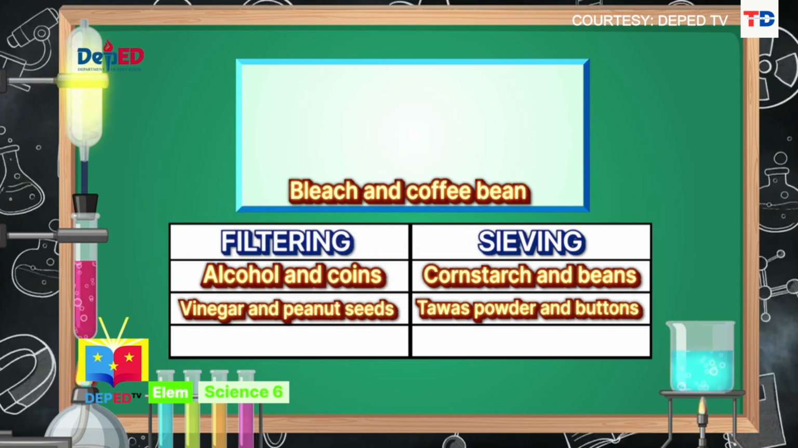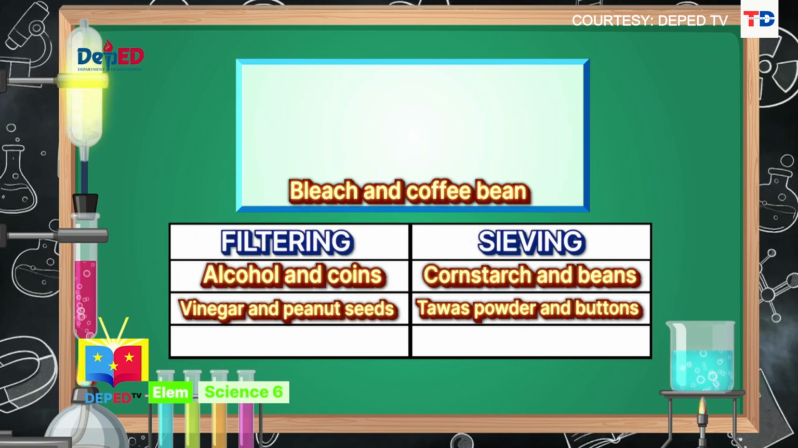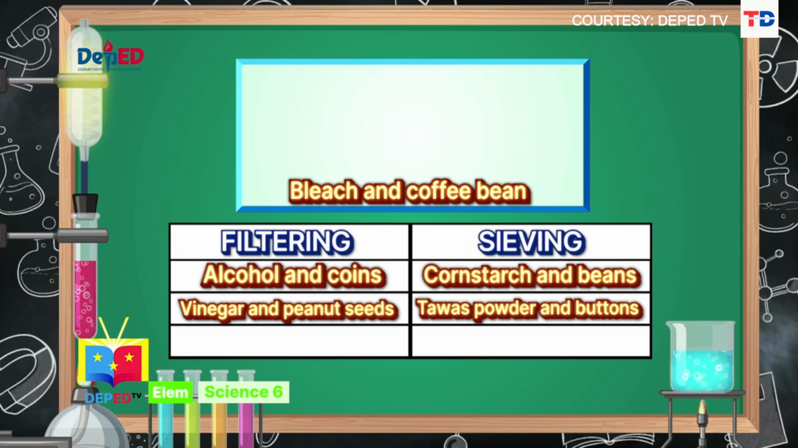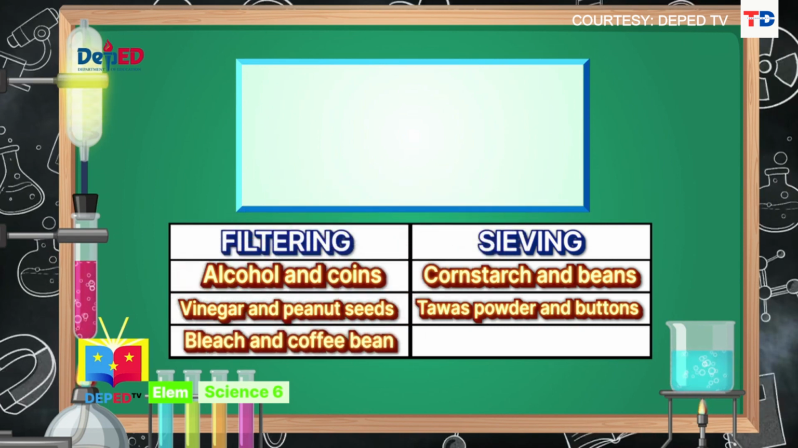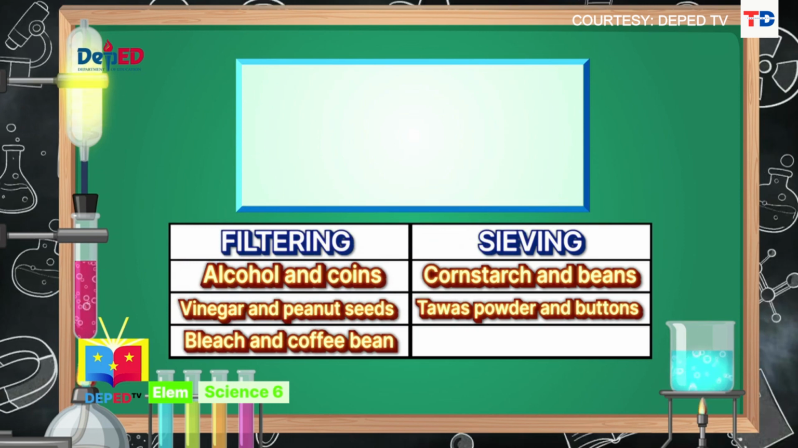Lastly, where should we put bleach and coffee beans? In the filtering column or in the sieving column? Great, in the filtering column.